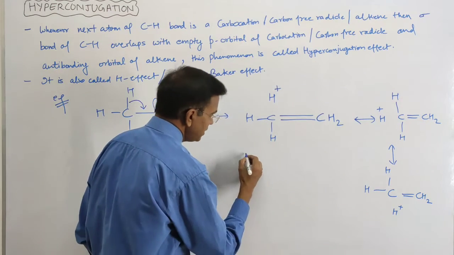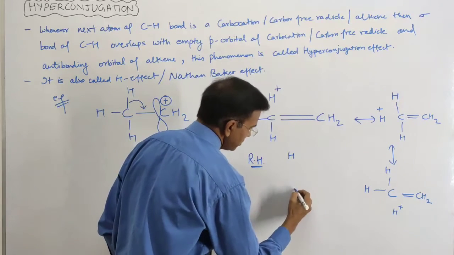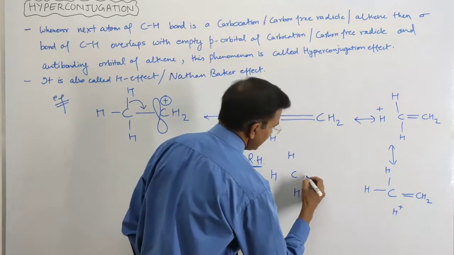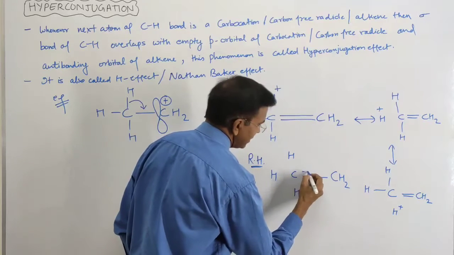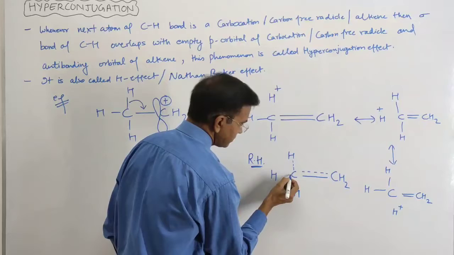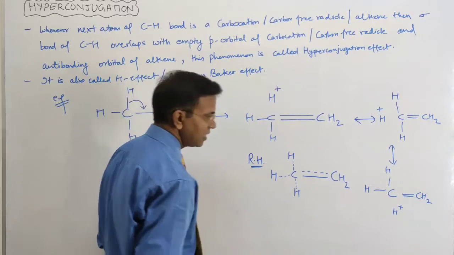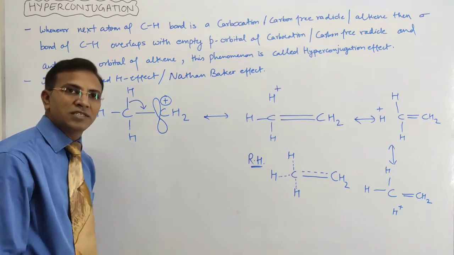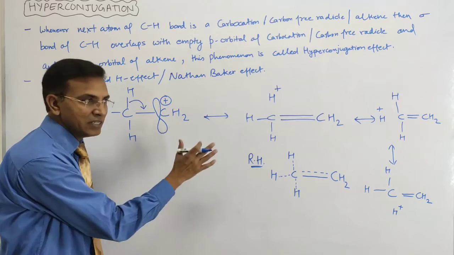Here the resonance hybrid of these resonating structures will be H, H, H, C, and here is the CH2. So this is the resonance hybrid of this hyperconjugation effect. So this is how hyperconjugation takes place within the species, right?